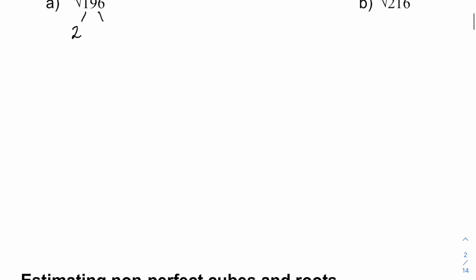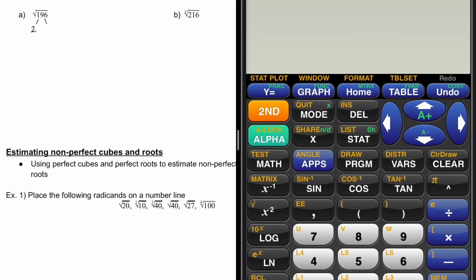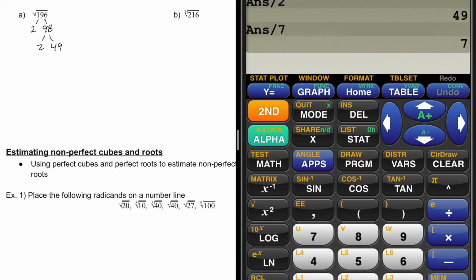So 196. Let's do 196 and divide that by 2, and that gives me 98. Let's divide 98 by 2 again. That gives me 49. And then 49 is divisible by 7, and that gives me 7.